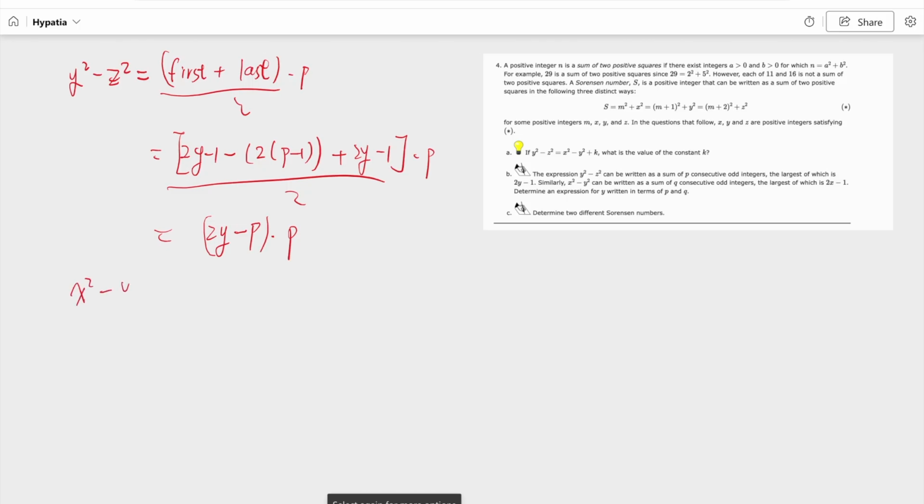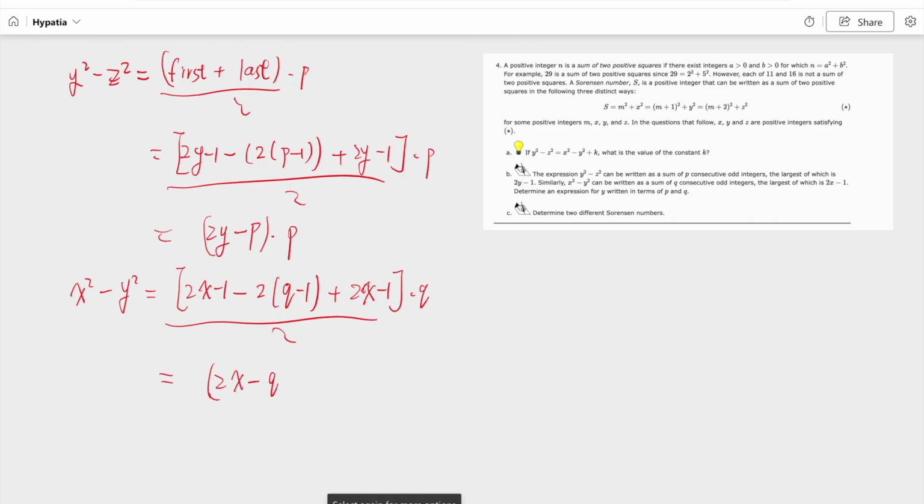Do the same thing for x squared minus y squared: first number plus the last number, where the first is 2x minus 1 minus 2 times q minus 1 bracket, plus our last number 2x minus 1 bracket, times q, the number of consecutive odd integers, over 2. We get the answer similarly, 2x minus q times q.